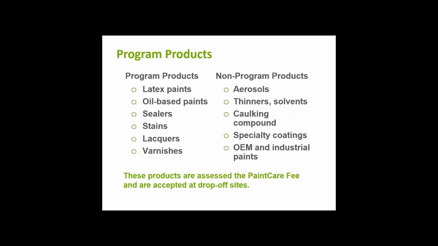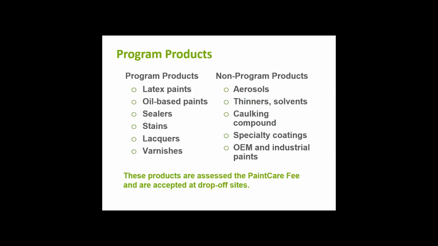But in summary, we take latex paint, oil-based paint, sealers, stains, lacquers, and varnishes. And then there are a few non-program products that are important to highlight because while they may or may not be paint, they're not a part of the PaintCare program. That includes aerosol paints, thinners and solvents, caulking compounds, some specialty coatings, original equipment manufacturing paints, and industrial paints. If you have any questions about those, you're welcome to ask today through the chat box or give us a call afterwards and we can talk about it.